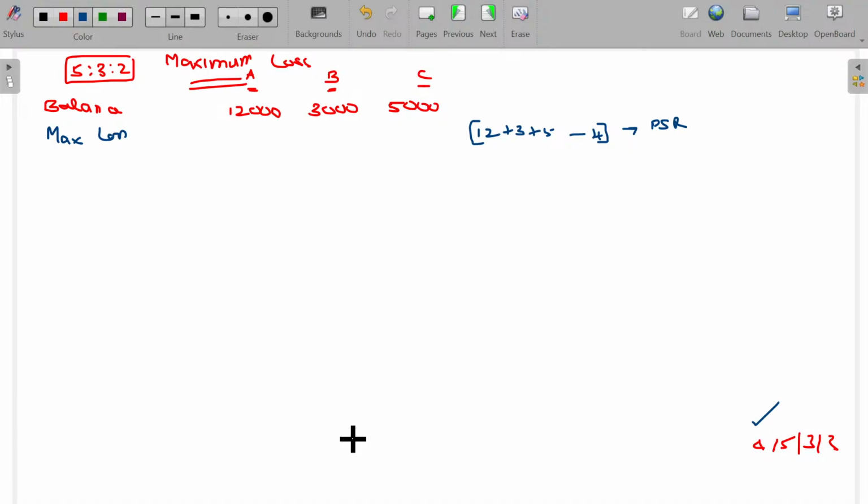12 plus 3 plus 5, 20,000 needed, but only 4,000 is available. We have to pay the 16,000 rupees. 16,000 loss will be shared. How is the loss shared? Using the P&L ratio, the P&L ratio being 5:3:2.